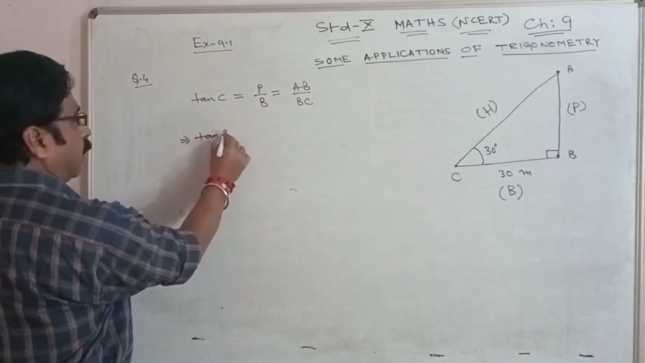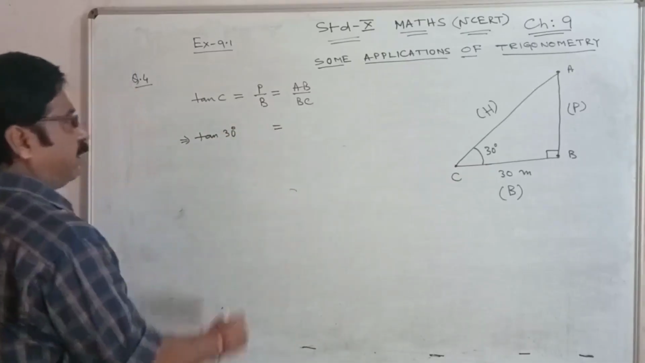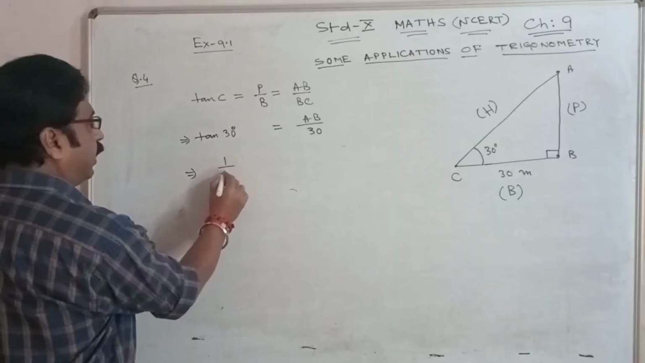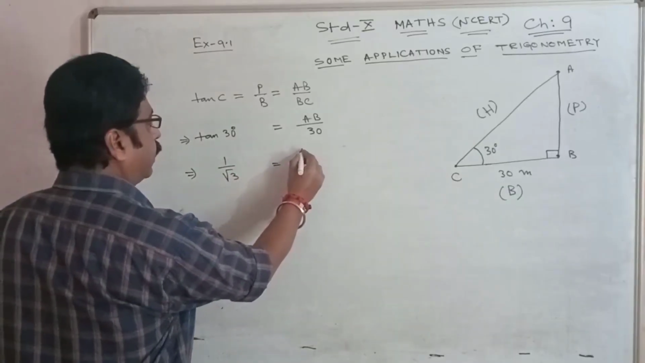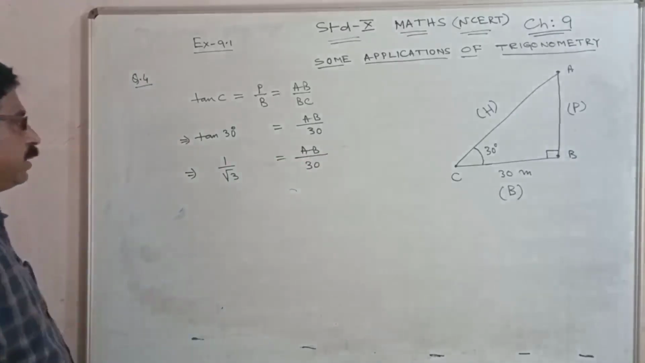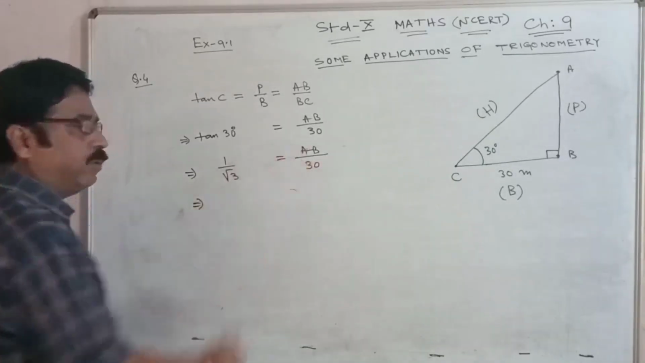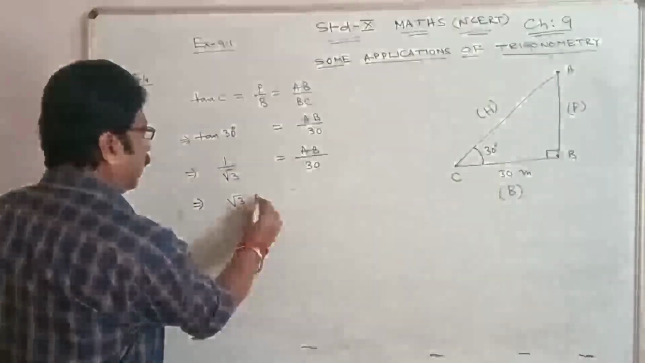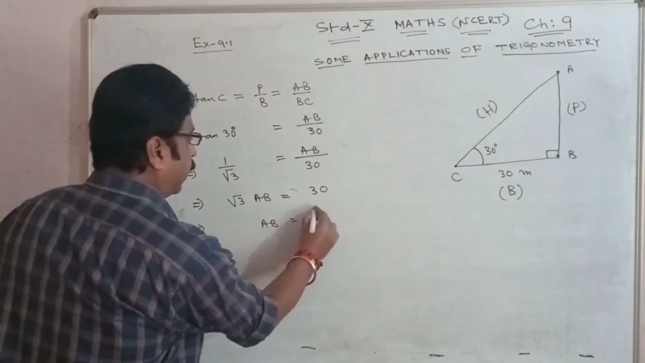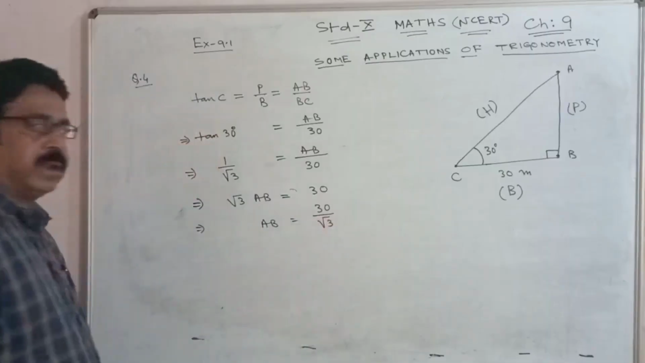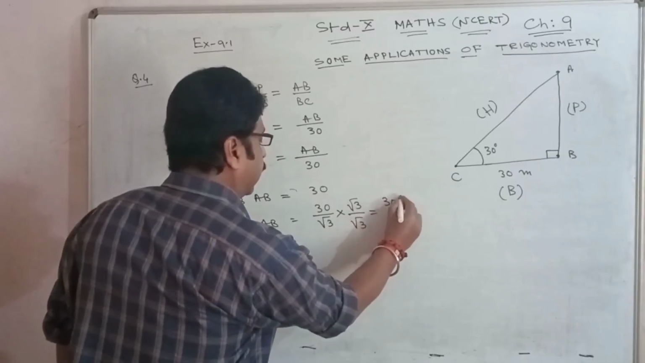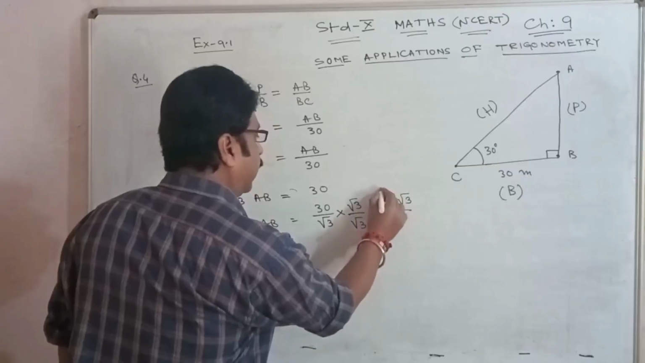We can write tan 30 degree equals to AB is unknown, BC is 30, then tan 30 means 1 upon root 3 equals to AB upon 30, cross multiplication, root 3 into AB. It will be 30. AB will be 30 upon root 3. We can rationalize. It will be 30 root 3 upon 3. 3 times 30.